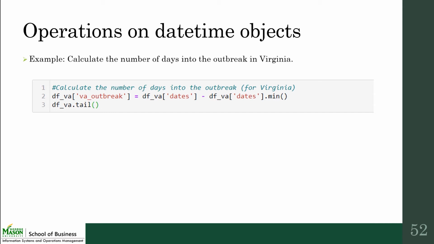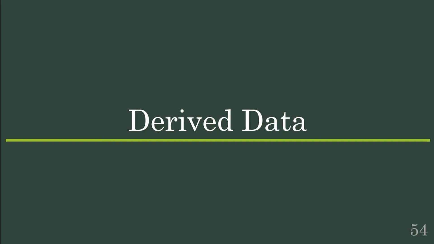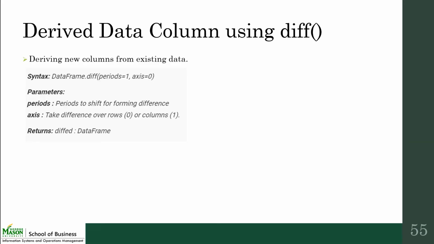This date will be subtracted from each recorded date in a data set, where the result will be stored inside the data column VA_outbreak for each respective row. The last column in the output shown here shows that October 18th, 2020 represents 224 days into the outbreak in Virginia. The creation of a new data column and creating data from existing data within the data set is called derived data. The diff method is another way to generate derived data.